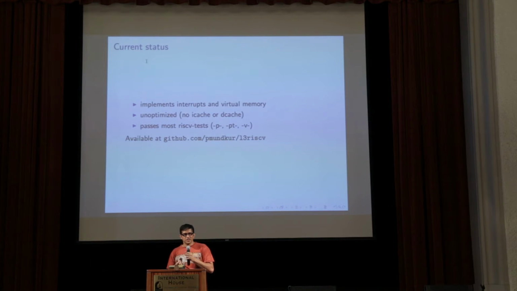So the current status of this formal spec is it's almost done with the privilege spec. It implements interrupts and virtual memory. That just got done on the weekend, a couple of days ago. It's not optimized yet, so there's no instruction or data cache, so it runs extremely slowly when you're running virtual memory using address translation. And it's currently passing most RISC-V tests. It started passing another test after a clarification last night.